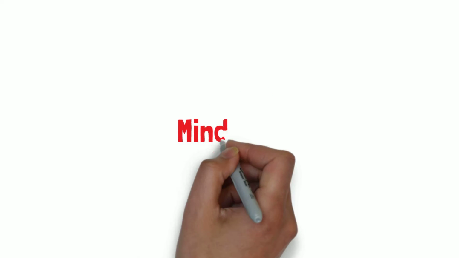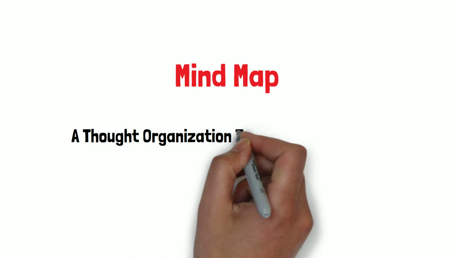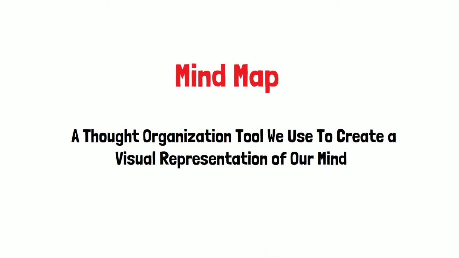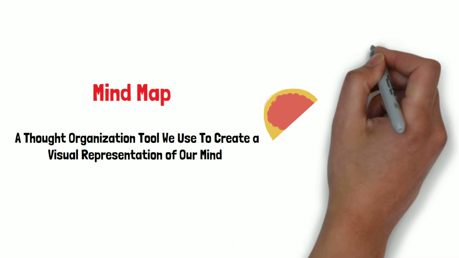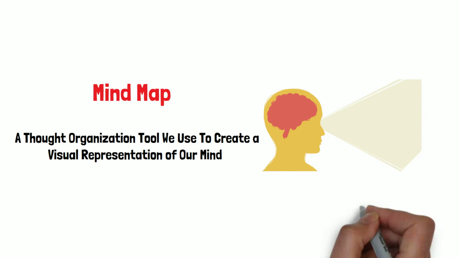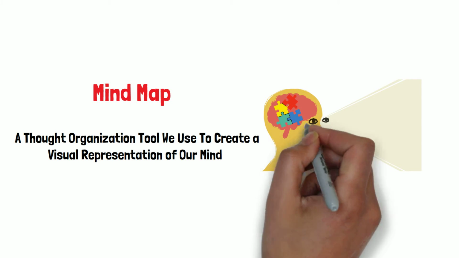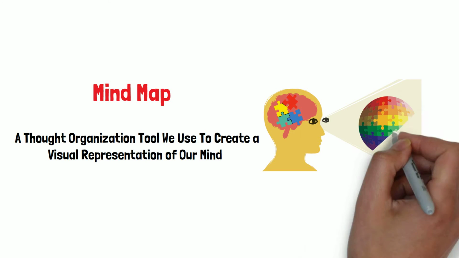A mind map is an amazing thought organization tool that allows us to declutter our mind around any given topic. It's as if we are dumping our brain onto paper, which provides us an objective perspective of what's really going on in there. Think of it as a visual representation of your own mind, like you are projecting all the thoughts that are centered around one topic out onto paper.